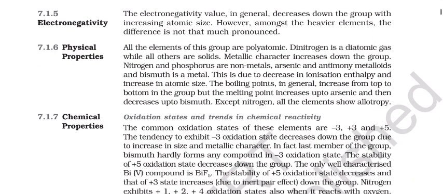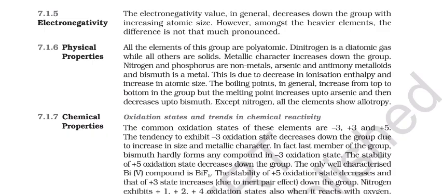Electronegativity. The electronegativity value in general decreases down the group with increased atomic size. However, amongst the heavier elements, the difference is not that pronounced. Physical properties. All the elements of this group are polyatomic. Dinitrogen is a diatomic gas, while all the others are solids. Metallic character increases down the group. Nitrogen and phosphorus are non-metals, arsenic and antimony are metalloids, and bismuth is a metal. This is due to decrease in ionization enthalpy and increase in atomic size.